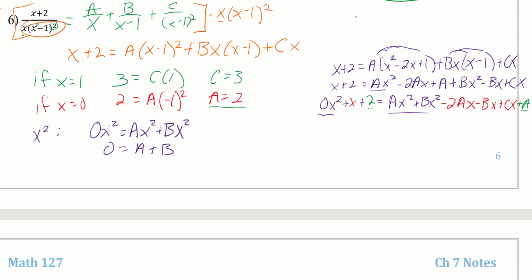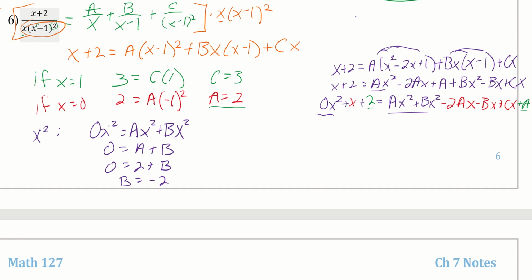Now, I already know a, so I can plug in a. So 0 equals 2 plus b, and solve for b. Okay. So we couldn't do this step at the very beginning because we needed to know something else besides b in order to solve for b. Okay. So we had to do those first steps first. Okay, so that is all of the work to get all of our variables there.